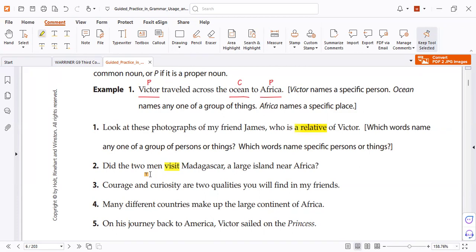Verb. So it is a verb, so that's perfect. And how about this word? What is it? Adjective or preposition or what?